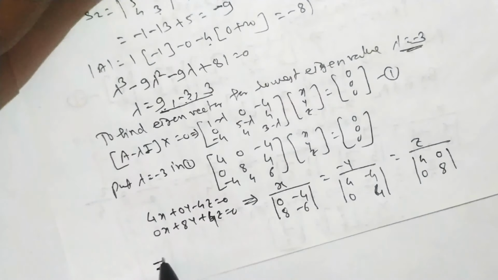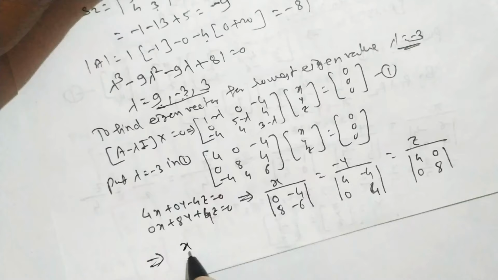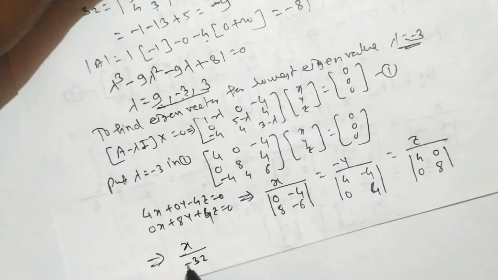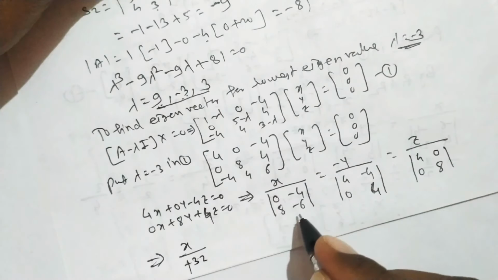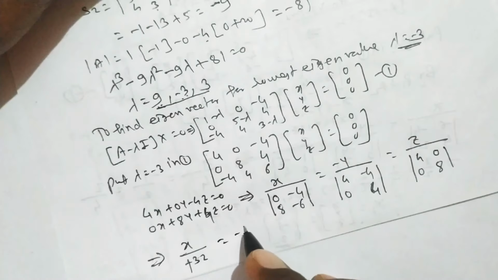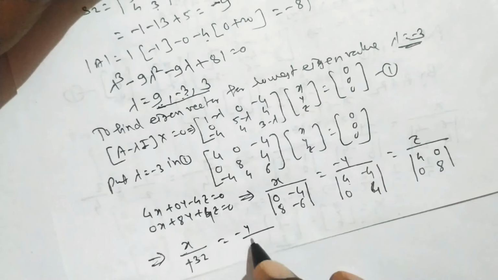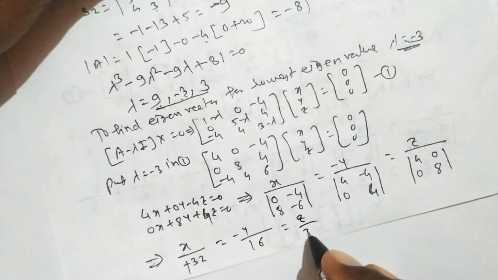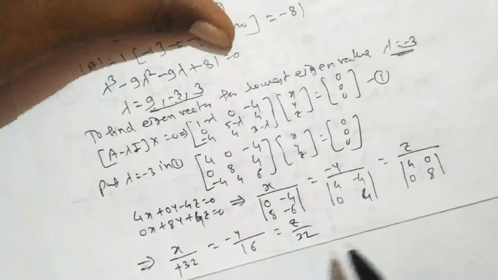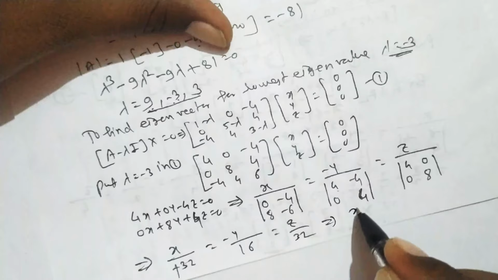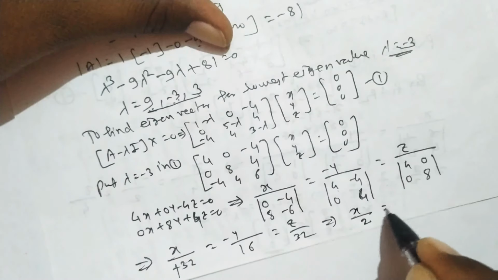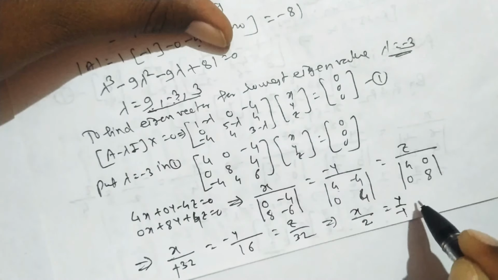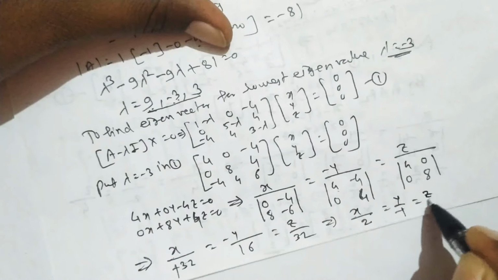If we expand these determinants, we get x upon 0 plus 32, that is 32, equal to minus y upon 4 into 4 is 16 minus 0, that is 16, equal to z upon 32. If we divide throughout by 16, we get x upon 2 equal to y upon minus 1 equal to z upon 2.